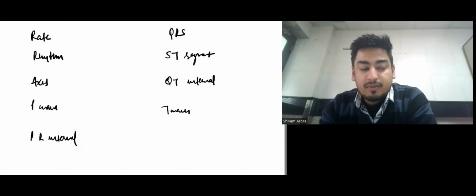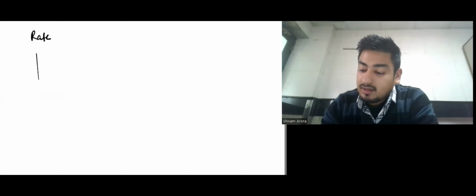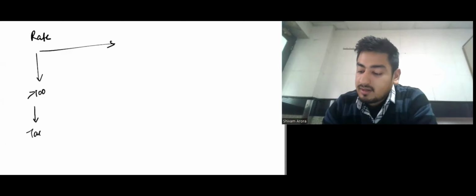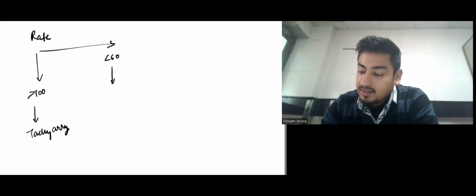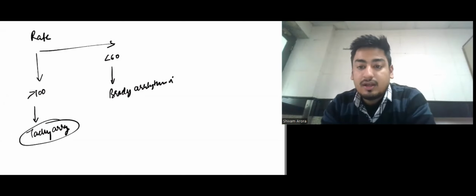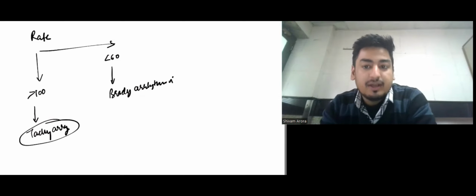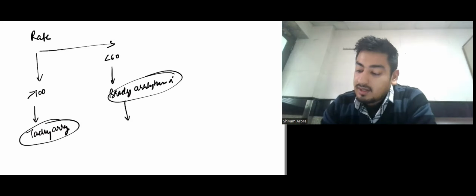Okay, so let us start from rate. So what abnormalities of rate can there be? If rate is more than 100, then it is tachyarrhythmia. If rate is less than 60, then it is bradyarrhythmia. So tachyarrhythmias in itself are very important, and we will discuss tachyarrhythmias at the end of this video. Bradyarrhythmias we will discuss in the PR segment or PR interval topic.